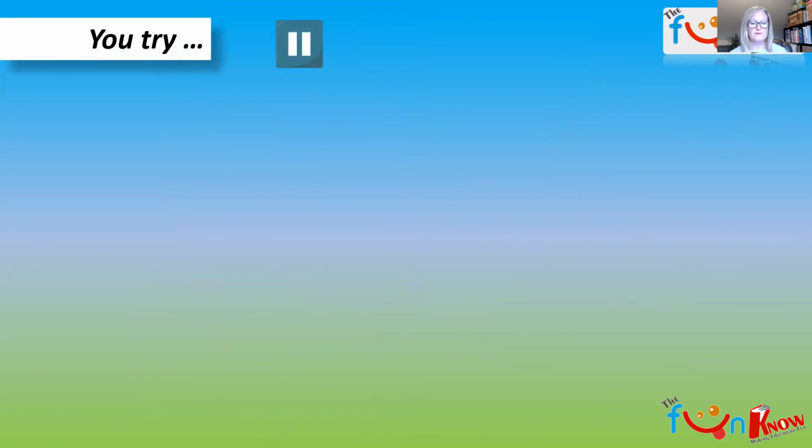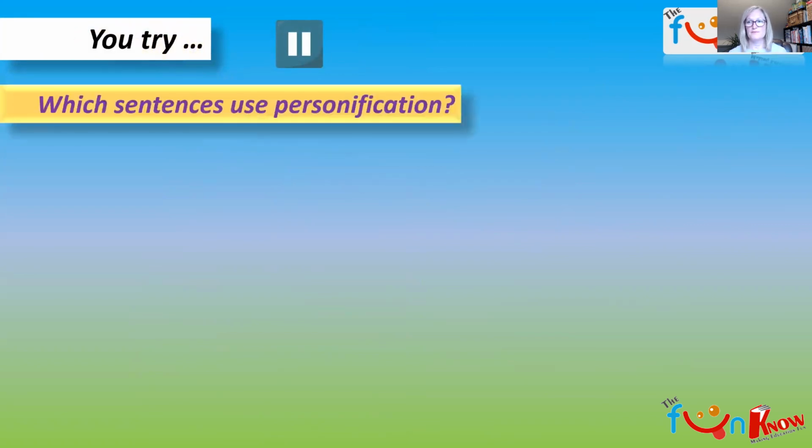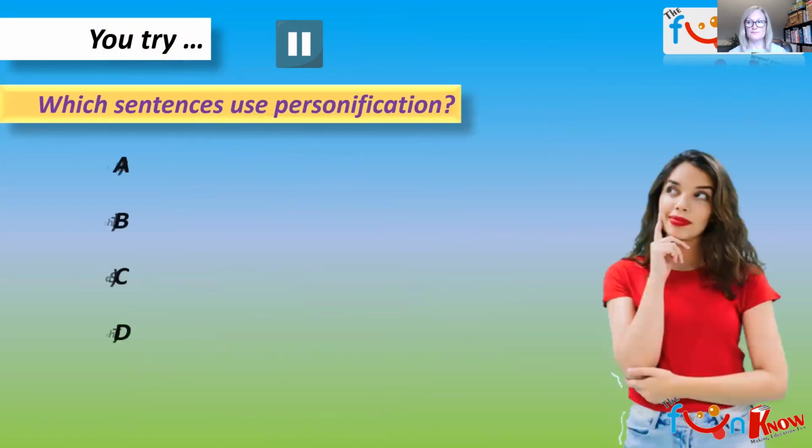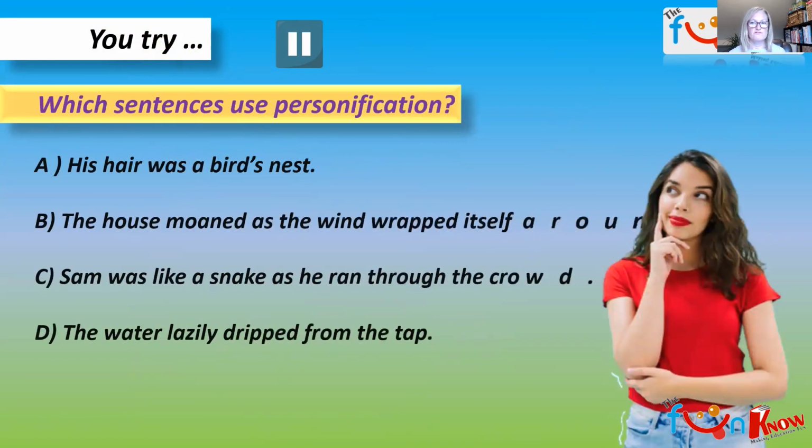And again, once all the information's come up on the screen, if you press pause, which sentences use personification? So we've got 4 options, A, B, C, and D. I'll just read them out for you. A, his hair was a bird's nest. B, the house moaned as the wind wrapped itself around it. C, Sam was like a snake and he ran through the crowd. And D, the water lazily dripped from the tap.